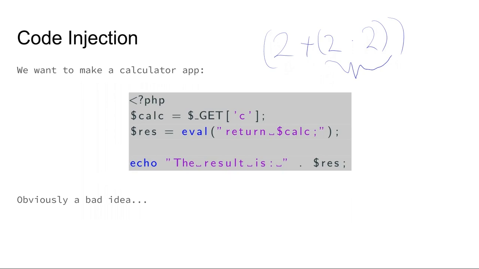So you might want to look for a shortcut. And how could you do that? Well, PHP, for example, offers an eval function, which stands for evaluate, where you can just pass a string, and that string will be interpreted as PHP code and executed. So here's your one-line calculator app.